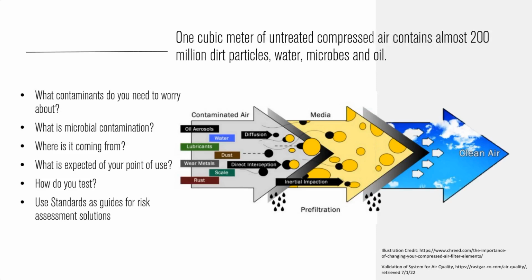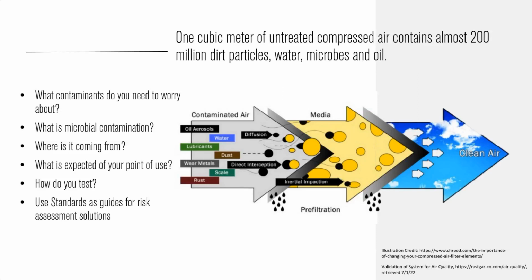And so the contaminants that you want to worry about when you're thinking about compressed air in food and beverage are particles, water, oil, microorganisms, contaminant gases. Today, we're going to focus on microbial contamination, what that looks like, and how to use indicator organisms as a way to facilitate the health and safety of your compressor system.